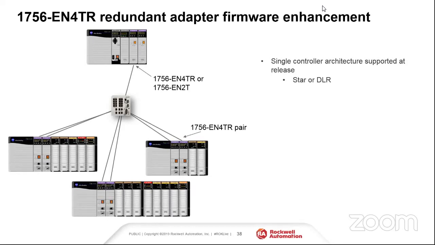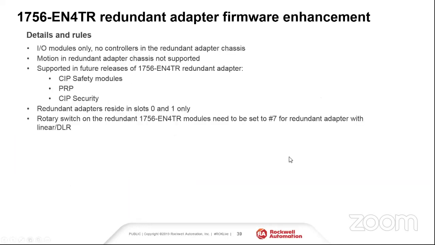So if we start needing this, as David mentioned, one of the things that we're probably going to start seeing more and more along the process space, or even with PlantPAx, we now support both device level ring and PRP, that parallel redundancy. It really just depends on how we're doing the architecture. Just a little bit more information on this.